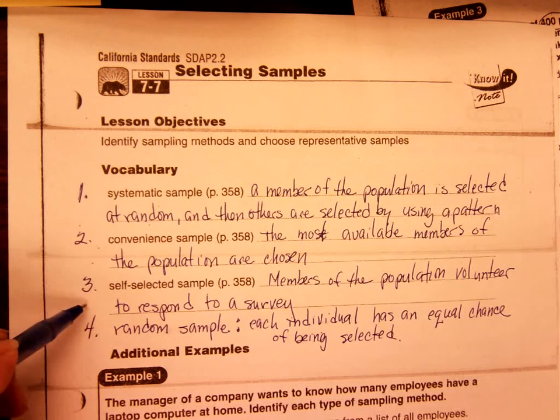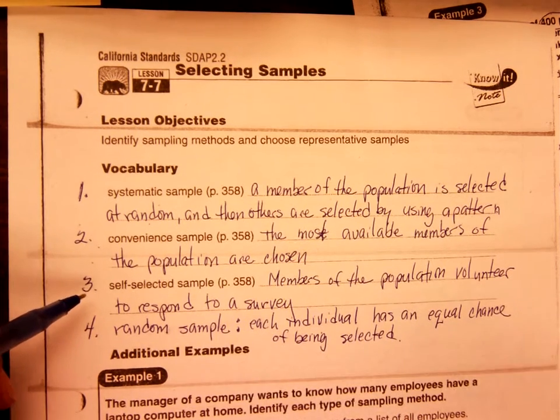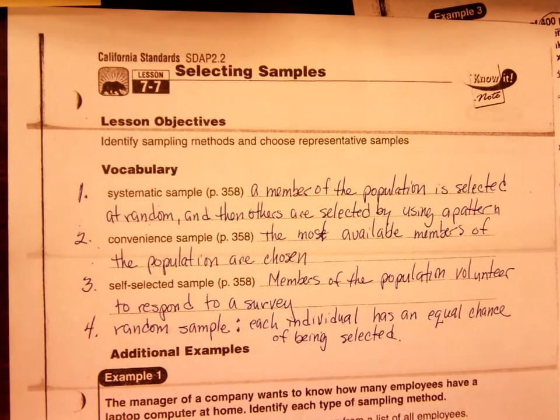Self-selected sample is when members of the population volunteer to respond to a survey. So self-selected sample would be like if you go to the doctor's office and they have a little card that says, how are we doing? And you can choose to take the survey or not. Or you might get a survey in the mail that says, please take the survey. And you have a choice to either take the survey and mail it back or to throw it away. So that's self-selected sample. You get to choose.